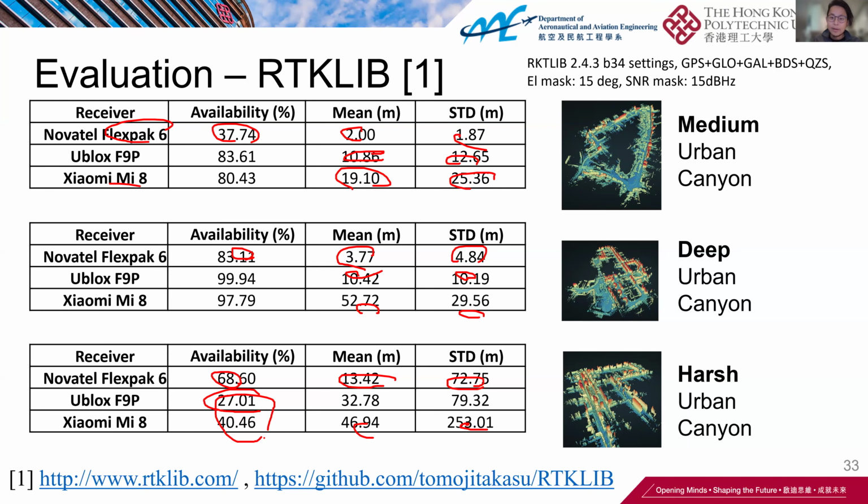By the way, the definition of availability is, within all the epochs, how many single point solutions I have. So this is for the GNSS single point position result. You can see it's showing that the dataset is very challenging.